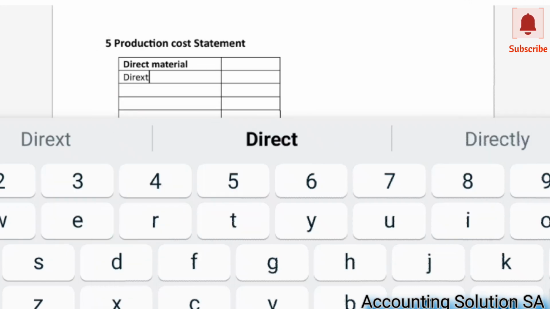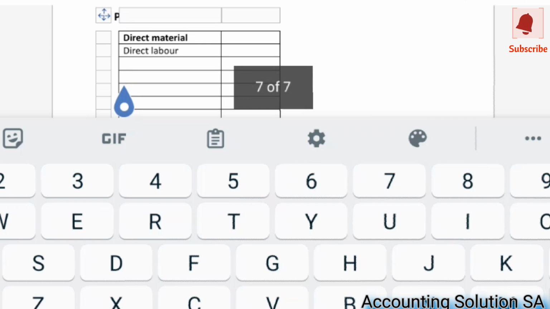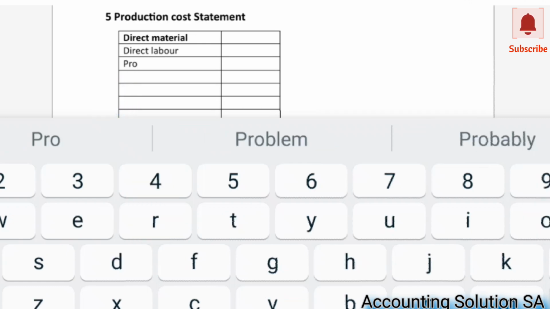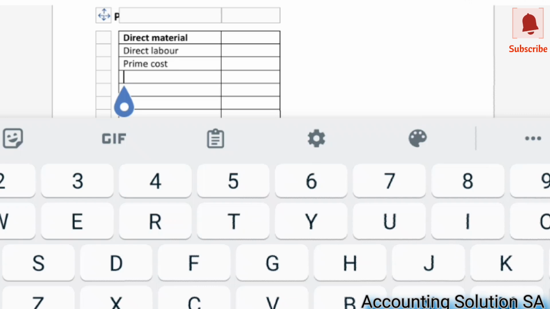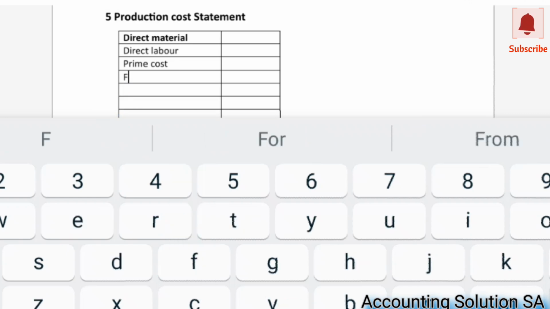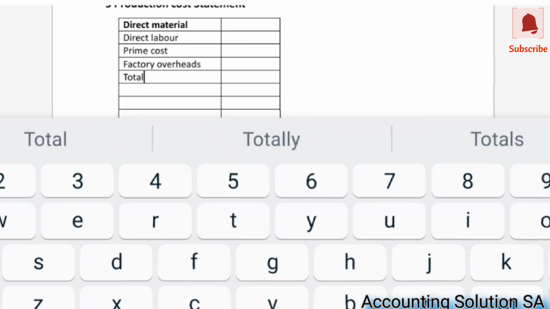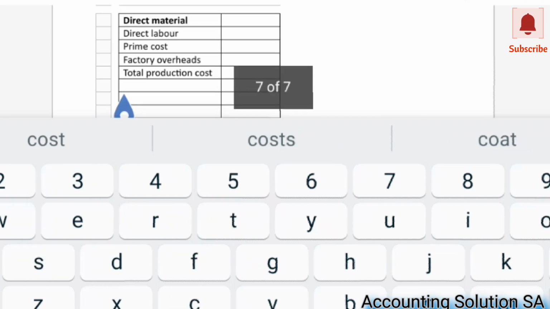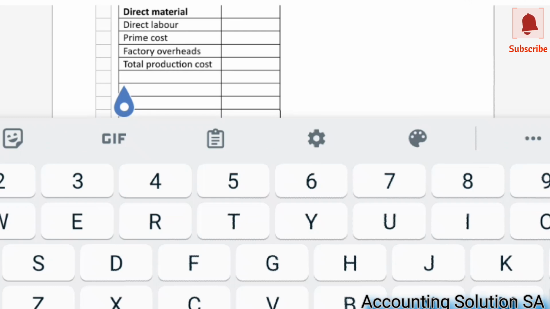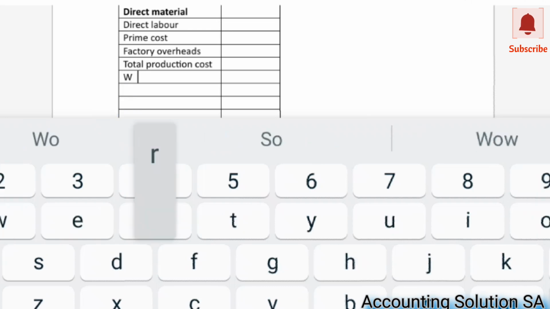And we have direct labor. And when we add these two, it's gonna give us a prime cost. Okay, then after that, we're gonna add a factory overhead. Okay, then after that, we're gonna get a total production cost. Then after that, we have to take work in progress at the beginning.